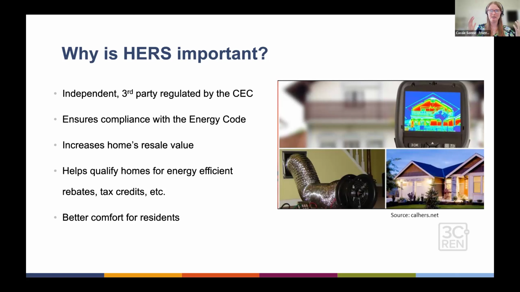Since the HERS raters have specialized knowledge, specifically in what they're testing and verifying. It also has the same benefits for homeowners that we saw in the previous slide back in 2011 that the CEC has always claimed. It increases the resale value of your house. It helps homes qualify for energy efficiency rebates and tax credits. And it's worth noting now that the tax credits are no longer just from the federal government, but many utility companies also now offer incentives for energy efficiency homes.